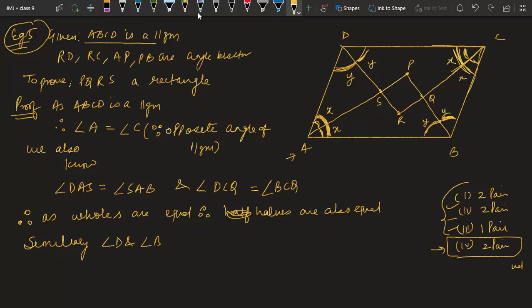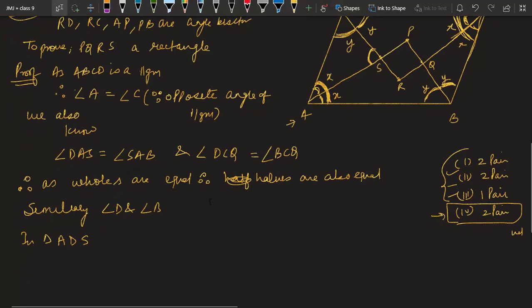Now what we can do is we can find this angle. Okay, so in triangle ADS, we can say, let me call it angle 1. Angle X plus angle Y plus angle 1 is equal to 180 degrees. This gives me the value of angle 1 equal to 180 degrees minus X minus Y.